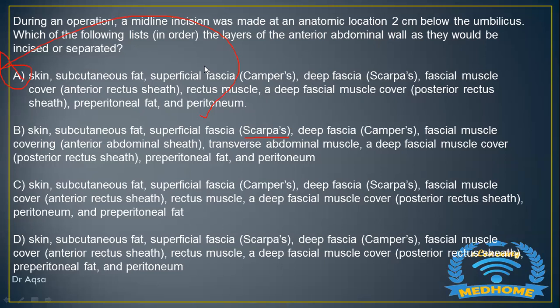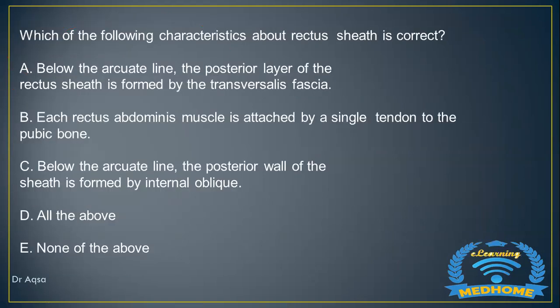So Sana, would you like to take the next one? Yes. So it goes to you here. Which of the following characteristics about the rectus sheath is correct? A: Below the arcuate line, the posterior layer of the rectus sheath is formed by the transversalis fascia. B: Each rectus abdominis muscle is attached by a single tendon to the pubic bone. C: Below the arcuate line, the posterior wall of the sheath is formed by internal oblique. D: All of the above, and E: none of the above.